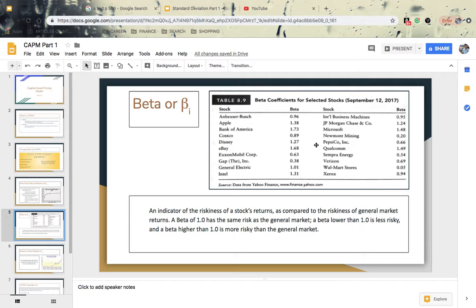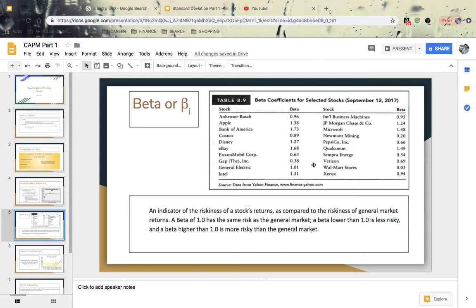So like Apple has a 1.38 beta, which means that it moves like the market, but it moves at a higher magnitude than the market. So it's considered more risky. And if you look at, let's say, Gap, it also moves in the same general direction as the market, but it moves with less magnitude. So it's considered less risky than the market.